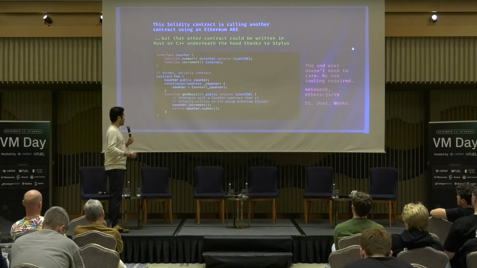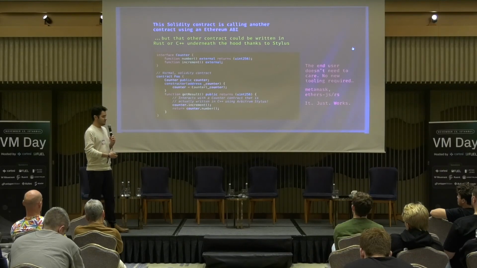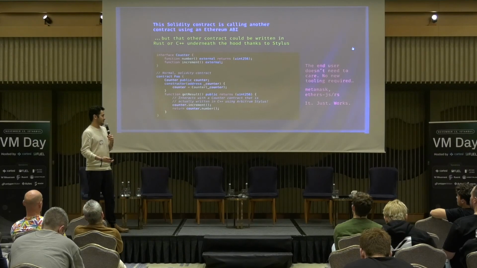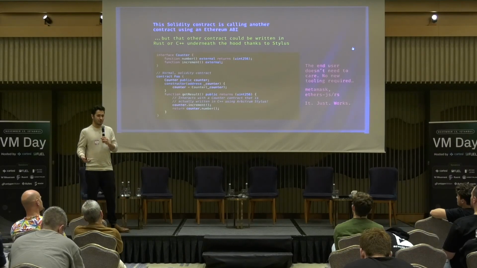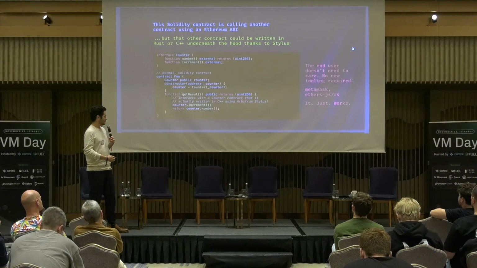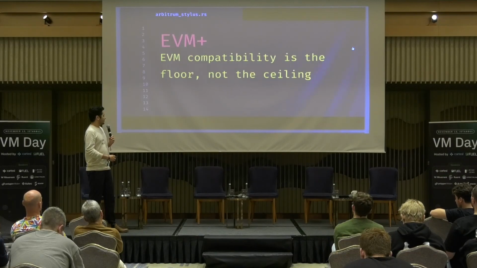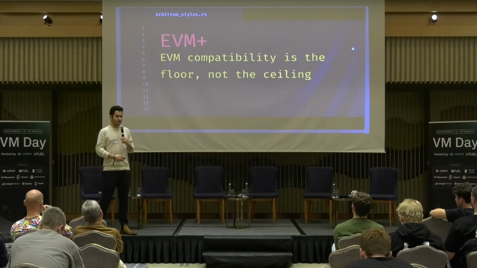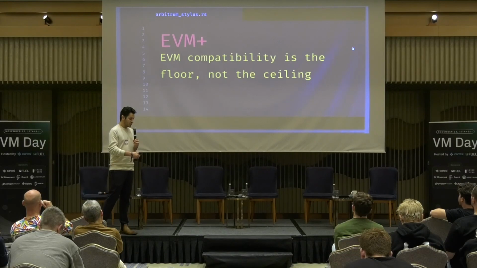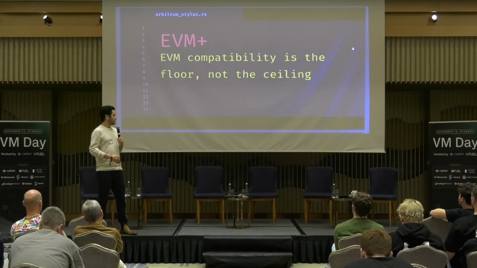As an example here, this contract is calling another one, and this is written in Solidity, but the one it's interacting with is in Rust. So there is no extra tooling required. It just works. We believe that EVM compatibility is not the ceiling, but rather the floor.